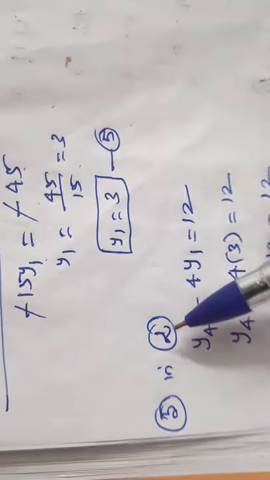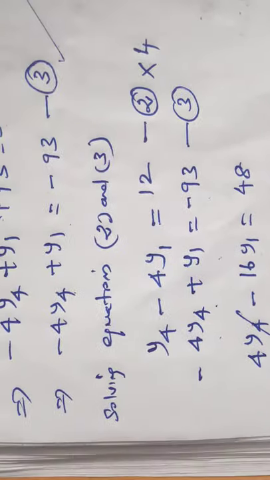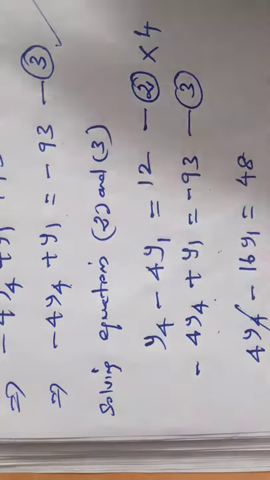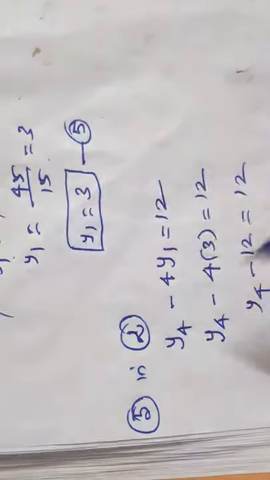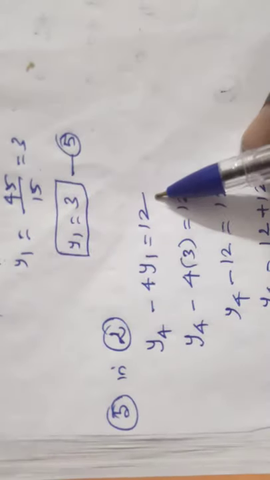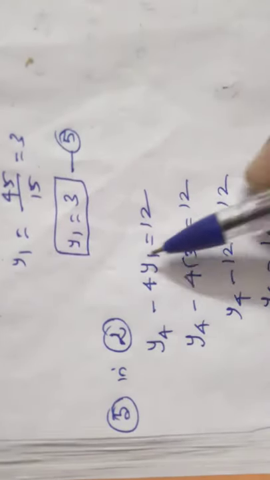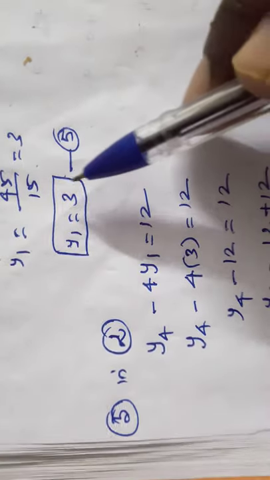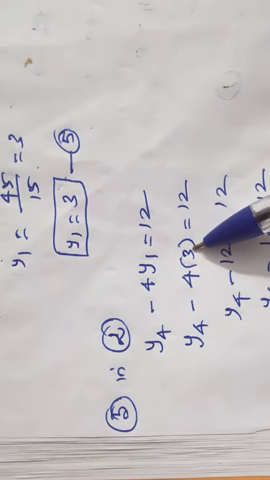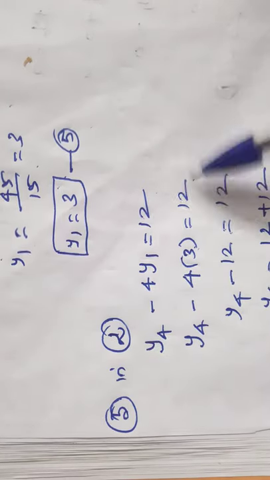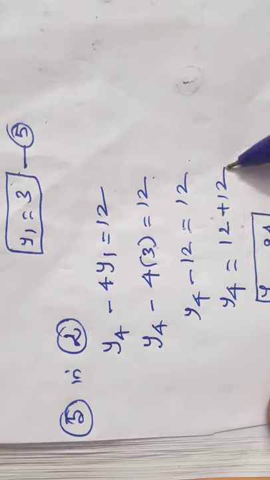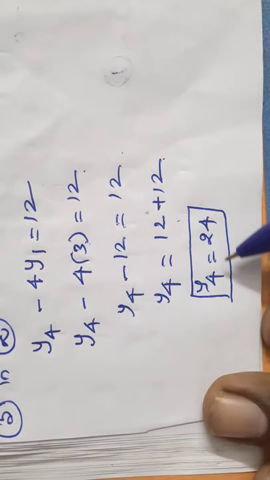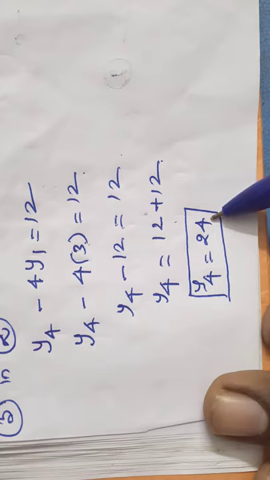Equation 5 can be applied in equation number 2. Applying 3 in equation number 2: y4 minus 4 y1 equal to 12. y4 minus 4, where the y1 value is 3 and is put in the place of y1. 4 into 3 is 12. So y4 minus 12 equal to 12. y4 equal to 12 plus 12, which is equal to 24. So y4 equal to 24. Hence the problem.